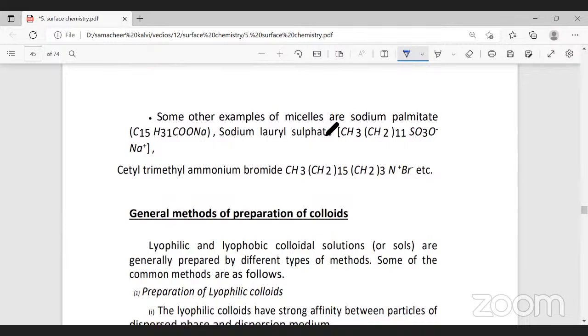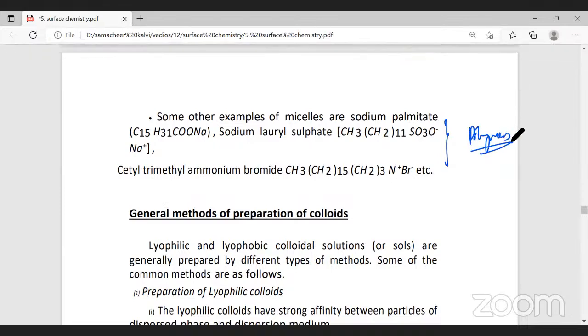Some other examples are sodium palmitate, sodium lauryl sulfate, cetyl trimethyl ammonium bromide. All these you have to learn in a chapter called polymers. In organic chemistry, we also will learn something called polymers. I think in the chapter on biomolecules, you'll be learning these things.